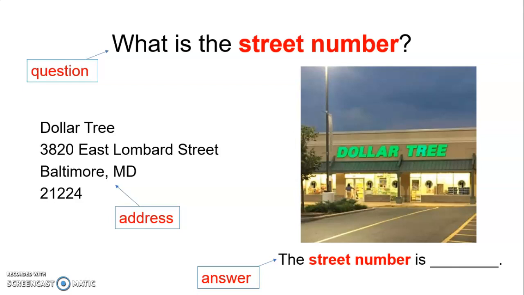Dollar Tree, 3820 East Lombard Street, Baltimore, Maryland, 21224. What is the street number para esta dirección? ¿Cuál es the street number? Entonces quiero que escriban la question y también la answer. What is the street number? The street number is, ¿cuál es el street number de esta dirección?